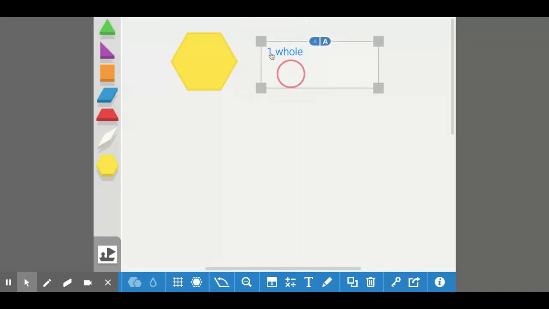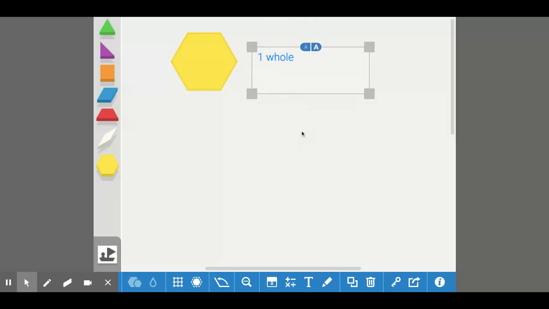Okay, so the hexagon is a whole. Remember, a whole can be any shape. A whole can be a coffee cup. A whole can be one Miss Bowen. A whole can be one pair of glasses. One anything is a whole. And then a fraction is a part of a whole.